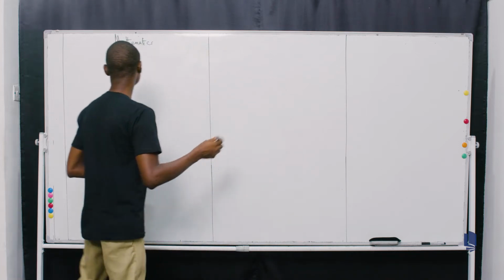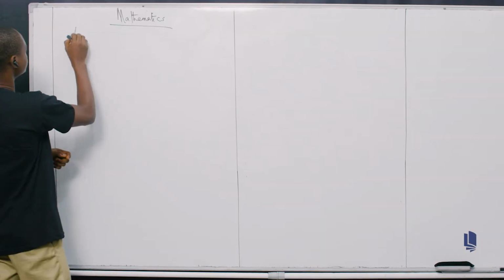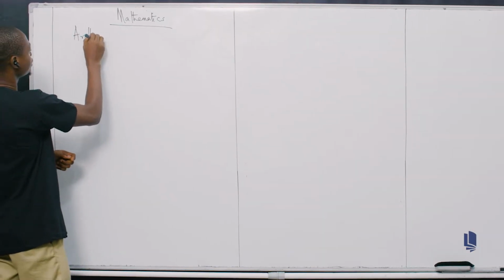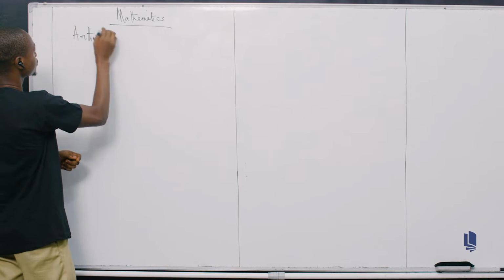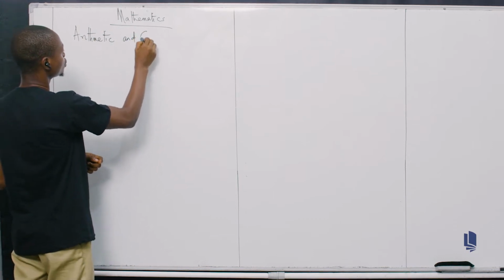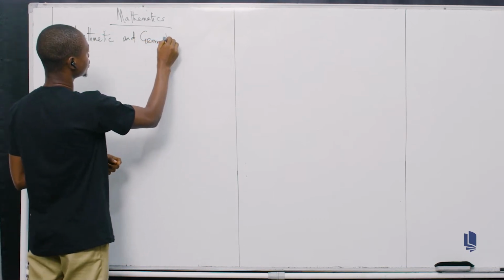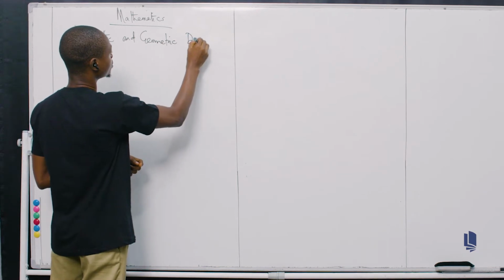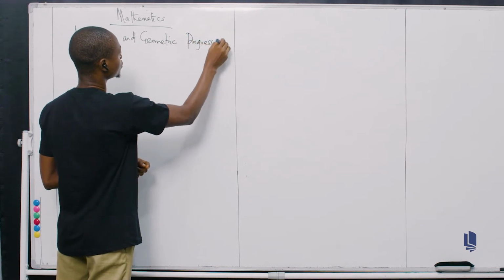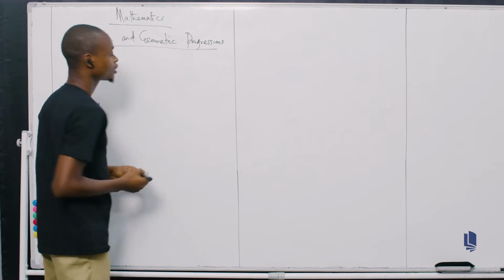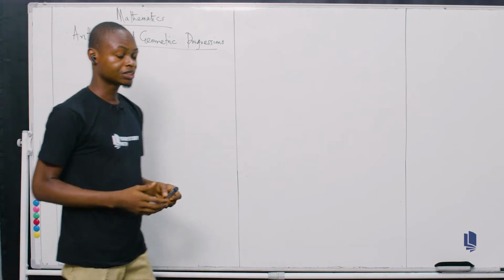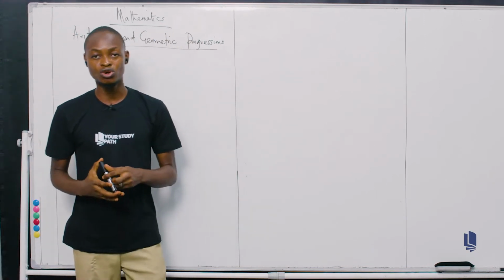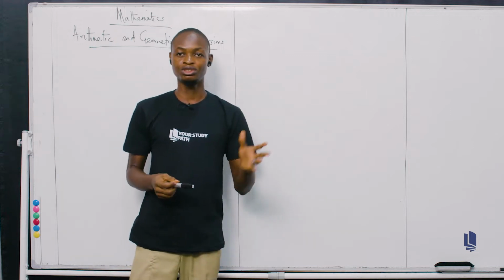So the concept for today is arithmetic and geometric progressions. We'll be looking at arithmetic and geometric progressions. In short, we'll call them APs and GPs.